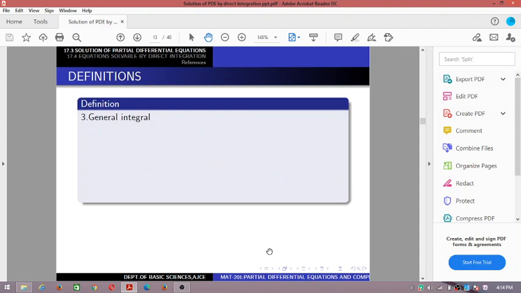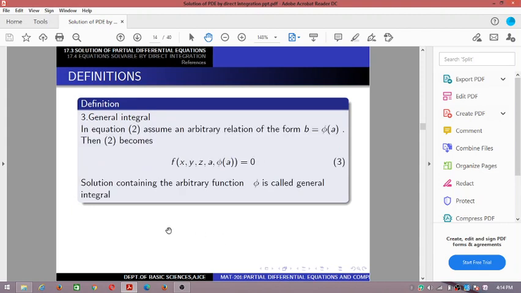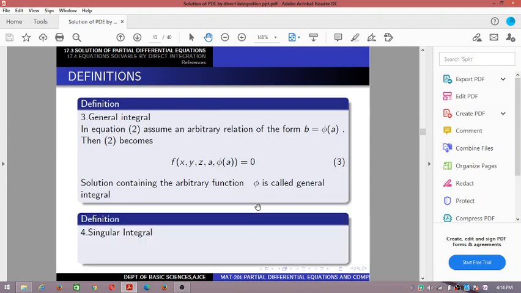The next type of solution is the general integral. In equation 2, that is in the complete solution, if we assume an arbitrary relation of the form b equal to phi of a, where a is the arbitrary constant and b is another arbitrary constant, and if we represent the second arbitrary constant in terms of an arbitrary function of a, then equation 2 becomes f of x, y, z, a, phi of a equal to 0. The solution containing the arbitrary function phi is called the general integral.